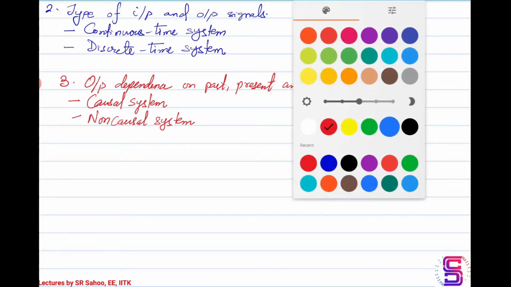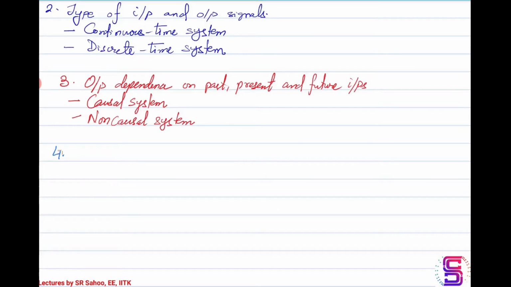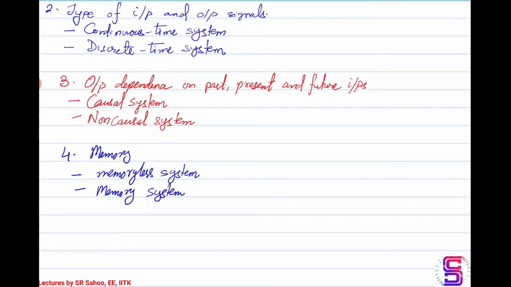The next classification is something that we have already seen, which is based on memory. You either have a memory-less system or a memory system, or memory-based system. In a memory-less system, the output depends only on the current input. In a memory-based system, the output may depend on the past or on the future, but for sure the output does not depend only on the present.